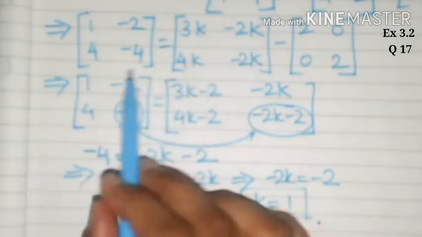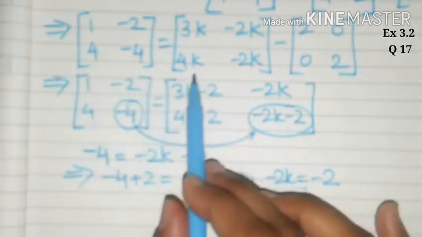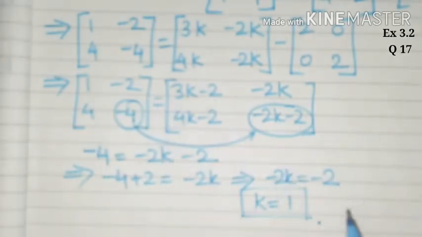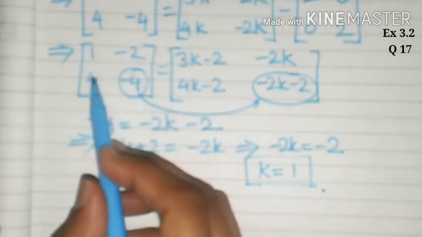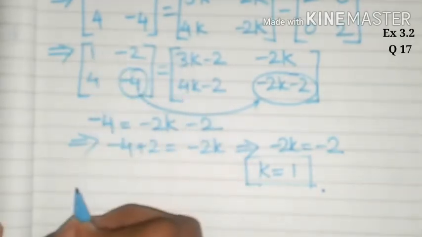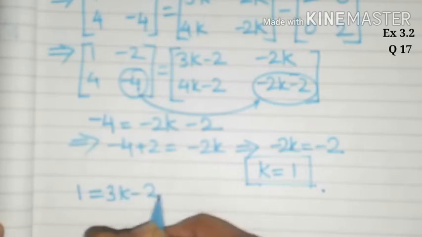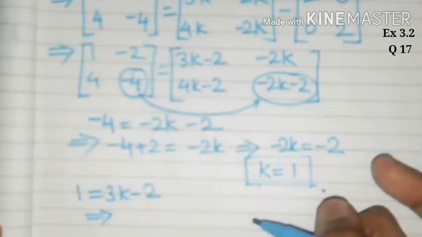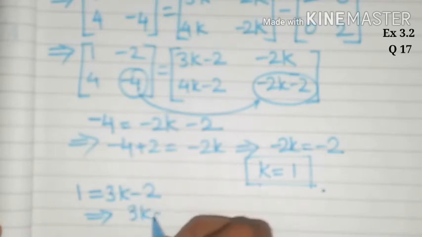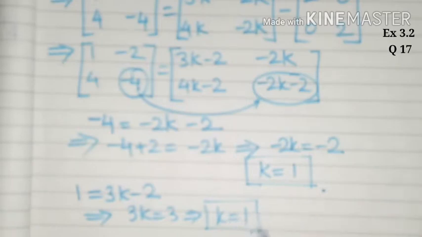So no matter which combination you take, whether you take first row first column or second row first column, you should get the same value of k. So just for checking, if you have time, do take another corresponding set of matrix elements. So for example, if I take the first row first column, 1 is equal to 3k minus 2. I'll just verify if what I have got is correct. So I'll bring the 2 to the other side. So I'll get 3k equal to 3, which means k is equal to 1. So whichever way I do, I'm getting k as 1. So I'm assured that my answer is correct. So this is how we solve this question.